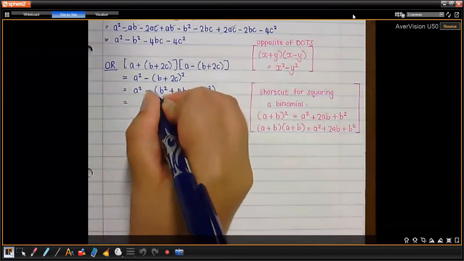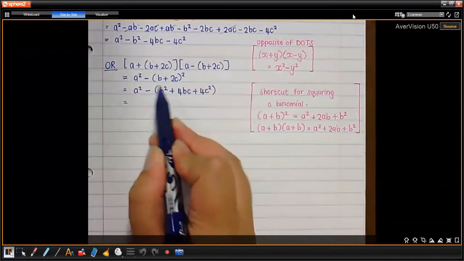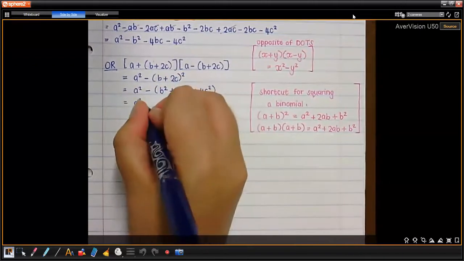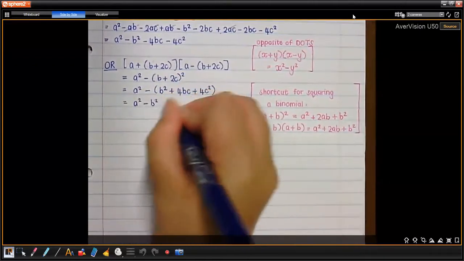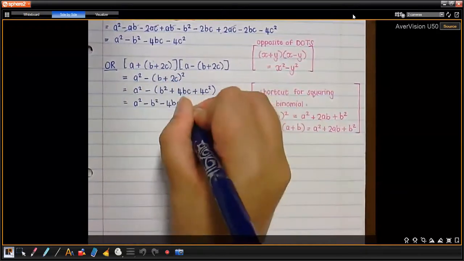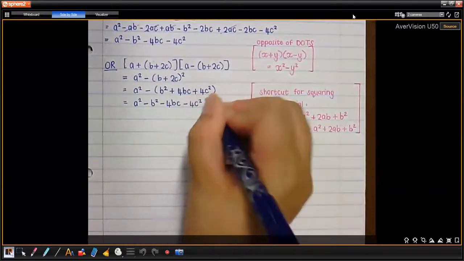Now this negative 1 that is actually here, right? And the invisible 1 we now need to multiply in. So we have a squared minus b squared minus 4bc minus 4c squared.